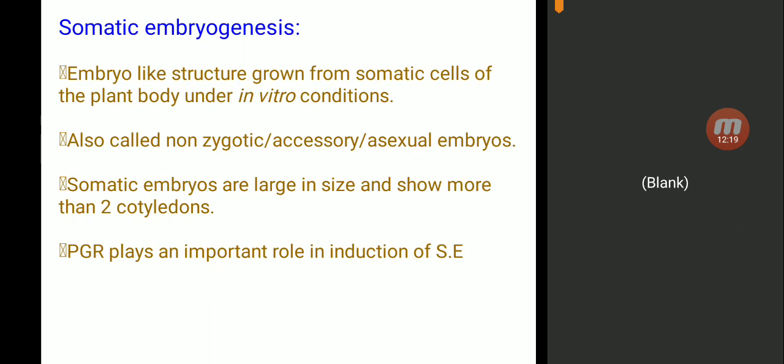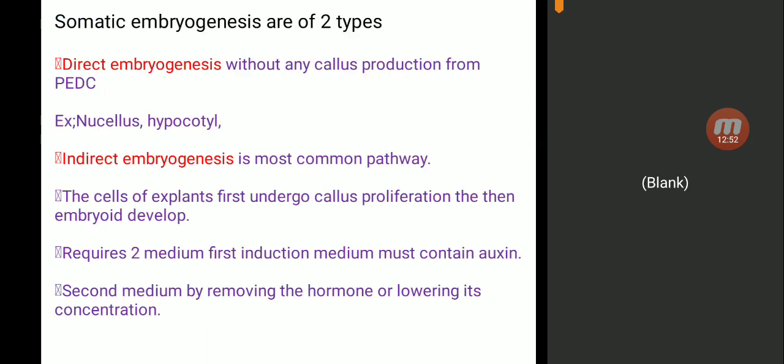Another important concept that a student has to know in tissue culture is somatic embryogenesis. Somatic embryogenesis is different from zygotic embryogenesis. Embryo-like structures are formed from the somatic cells in in vitro conditions. This is what we refer to as somatic embryogenesis. Somatic embryos are larger in size than the zygotic embryos, and plant growth regulators play an important role in somatic embryogenesis. It is of two types: direct embryogenesis and indirect embryogenesis.